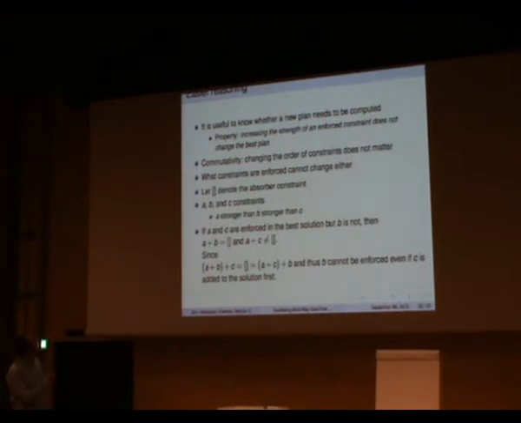Basically it's easy to see properties of each. The strength of the enforced constraint does not change the best plan, so this helps in knowing when we need to rerun the solver, the planner, when there's some interaction from the user. It's just simple dealing with these monoid properties.